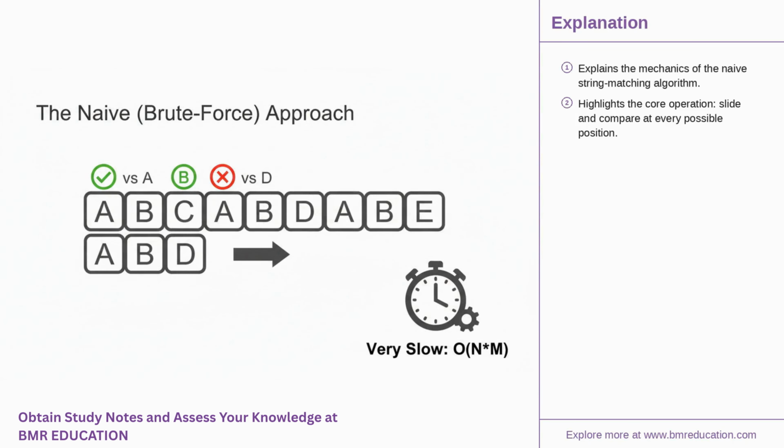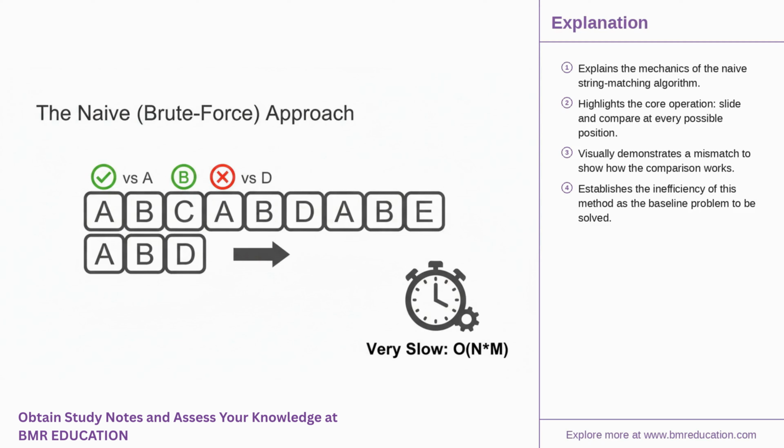Before we reveal the elegant solution, let's understand the most straightforward method, often called the naive or brute force approach. This technique simply slides our pattern across the text one position at a time. At every single position, it performs a full character-by-character comparison. While simple, you can imagine how slow this becomes when searching through millions of characters.